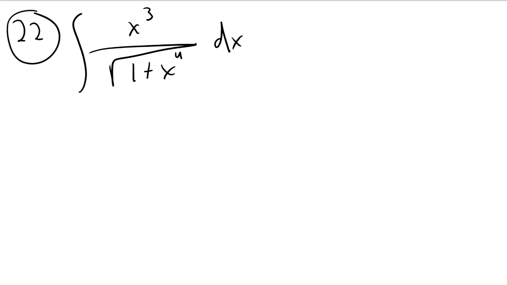Question 22. I certainly can't do this in my head easily, so u substitution is a great path to take. Any guesses on what you think u should be? One more time. 1 plus x to the 4. Okay, that's probably a good guess. That's stuck under a square root, so that's usually what we need.